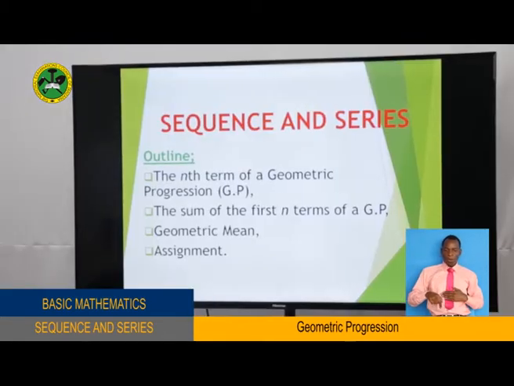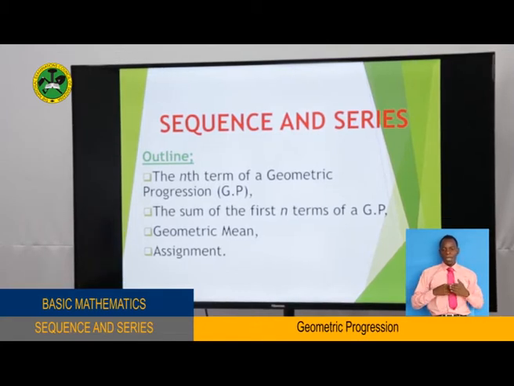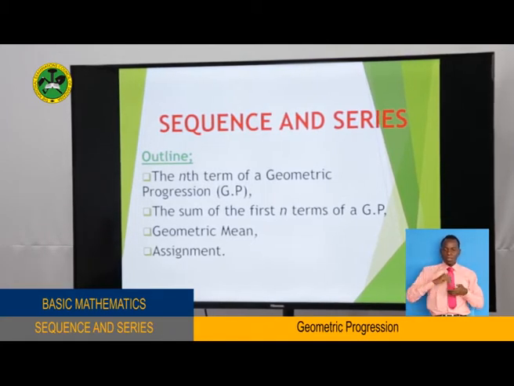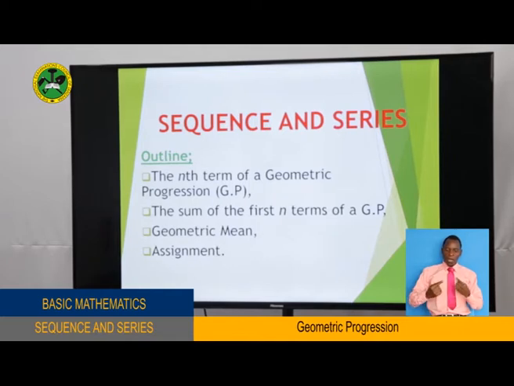Today we have a very interesting topic, that is sequence and series. And in this topic, dear student, we are going to discuss how to find the nth term of the geometric progression. Then we'll continue with the sum of the first n terms of the geometric progression. Then we are going to wind up our lesson with the geometric mean.